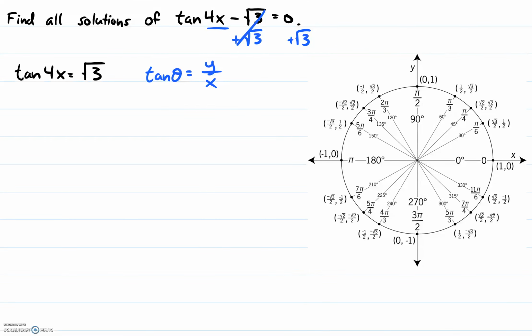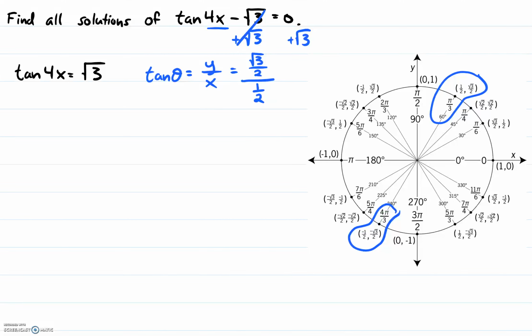When that is going to happen is when we have something like, for instance, the square root of 3 over 2 over 1/2. So something, for instance, like a y value of the square root of 3 over 2 and an x value of 1/2, so something like pi over 3. Also, it would happen in 4 pi over 3, because there we would have the same y value and x value. They would both be negative, and the two negatives would cancel out.